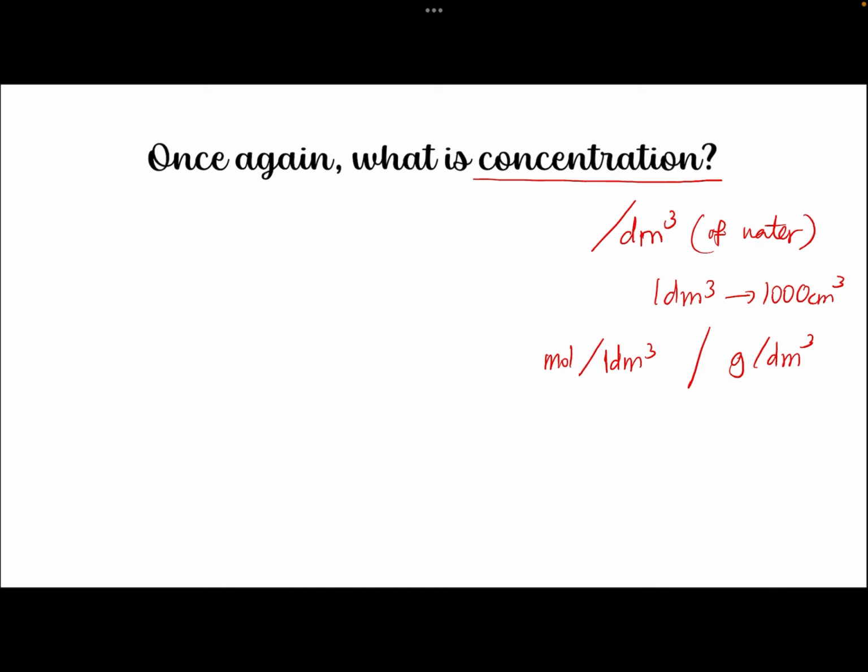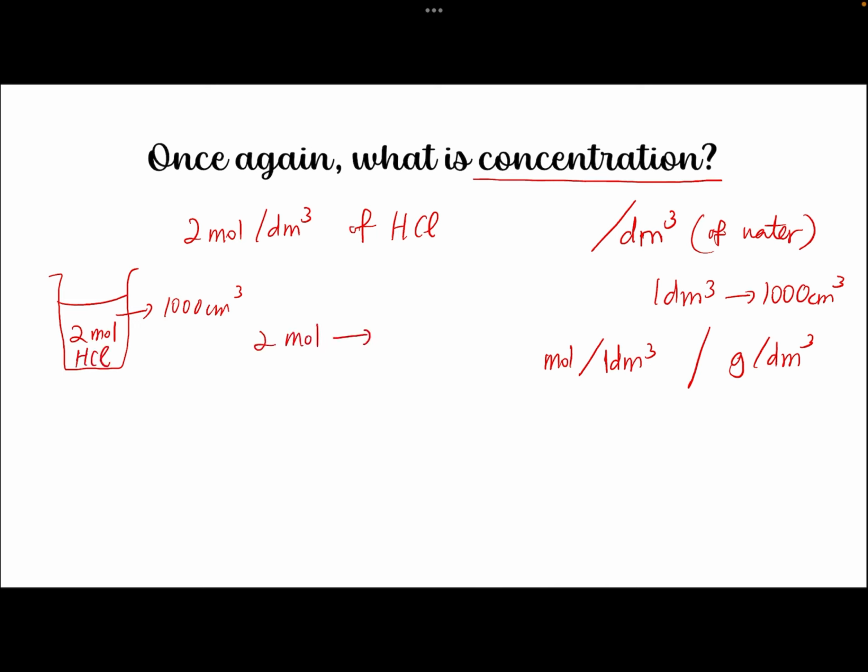So what does that mean? Let's see if I have 2 moles per 1 dm cube. Let's say this is HCl. So it means that, let's say I have a solution. What is the volume here? 1000 cm cube. And inside this 1000 cm cube, I have 2 moles of HCl that is dissolved. So let's say if I have 2 moles that is dissolved in 1 dm cube, if I do not use the whole 1000 cm cube, I am only using 10 cm cube.